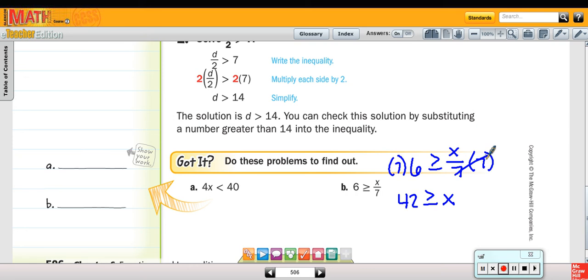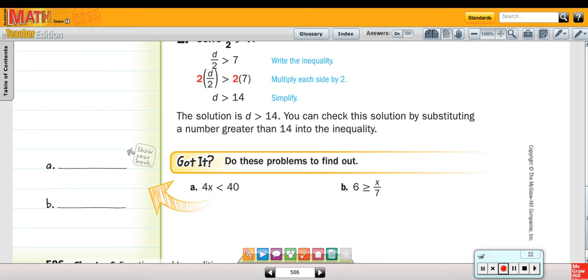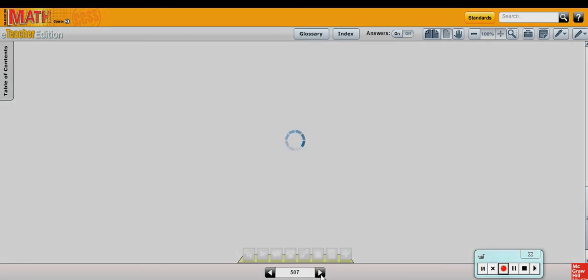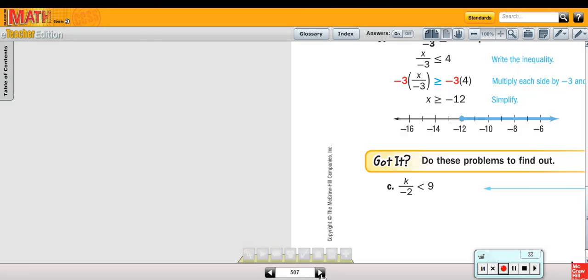But if I want to rewrite that and flip these two around, if I flip them, I have to also flip the sign. So this would become x is less than or equal to 42. And if I read this backwards, x is less than or equal to 42. So this would be my solution when I graph it. Okay? So multiplication and division with positive numbers is going to work similarly. Let's look on 507 now together.